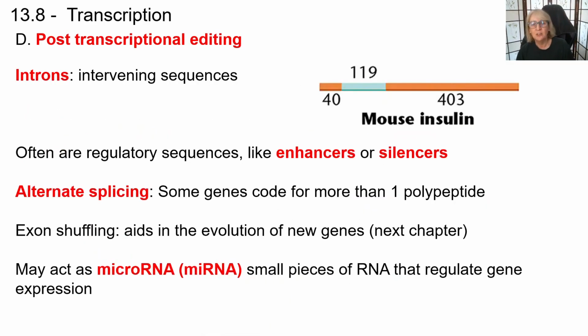The introns, those intervening sequences, are often things like silencers or enhancers. They were helpful during transcription. They're helpful on the DNA. We used to call them junk. It turns out a lot of them are not junk. Some of them also are relevant for alternate splicing versions of this.